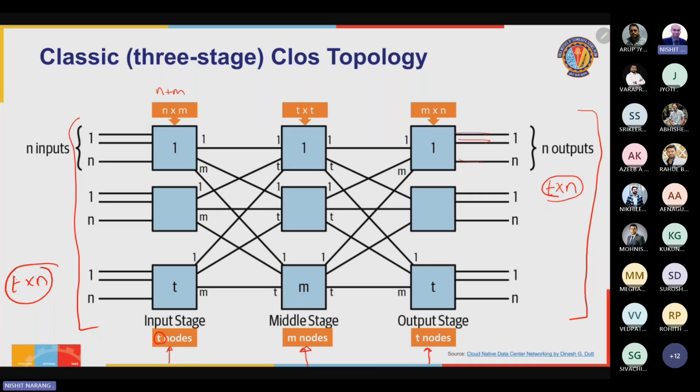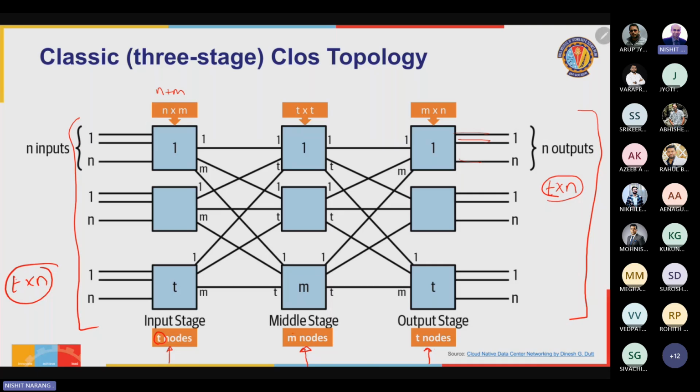You will see the reason why this works is because of the redundancy in the network. There are multiple paths through the network, and that is what enables the availability of a path between the T cross N pairs of nodes. So that's how the Clos topology was built.